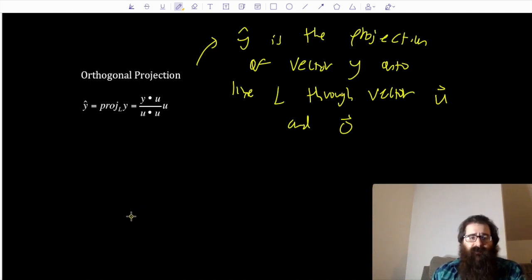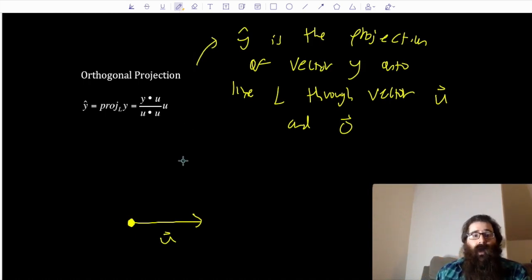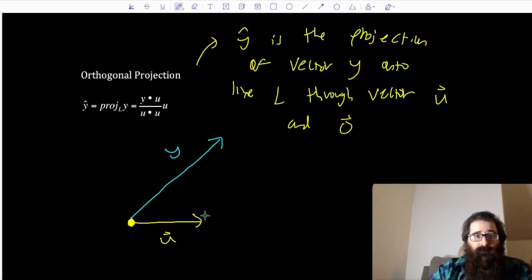What I have is some vector u. So this is the vector u. And here, at the start, is the 0 vector. And then I have my vector y, which is some other vector. So this is vector y. And what I want to do is find the projection of vector y onto the line L, where line L is through the vector u and the 0 vector.